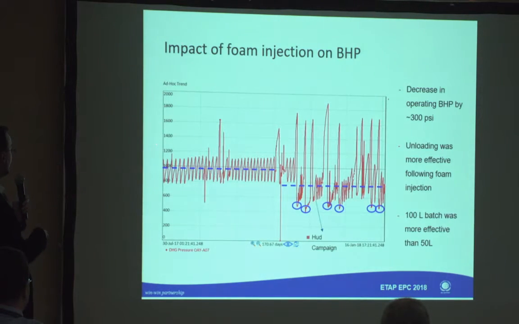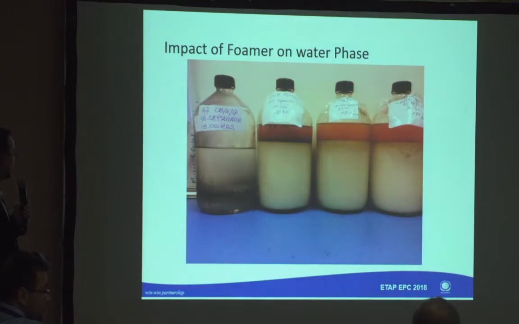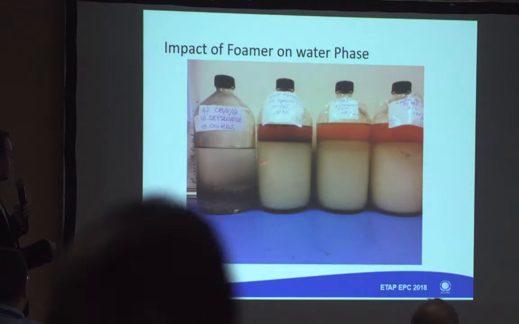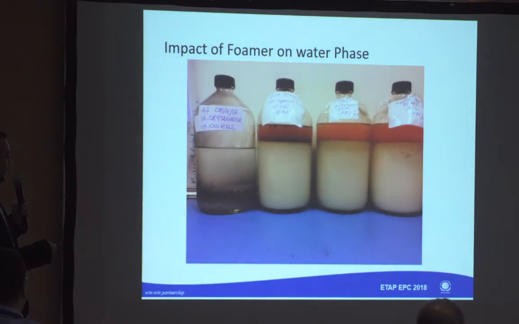Here you can see the plot of the bottom hole pressure versus time. We can see that we decrease the operating bottom hole pressure, and therefore we decrease the impact of the liquid column. These are some pictures. This is the water without the impact of foamer, and this is the water with the impact of the foamer. It's basically a milky color because you have a lot of gas bubbles inside it.